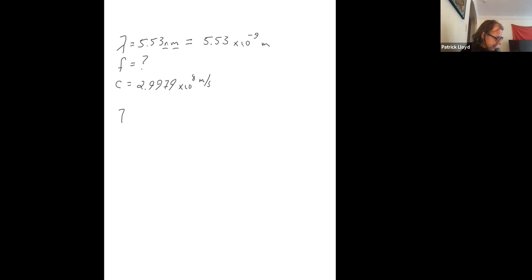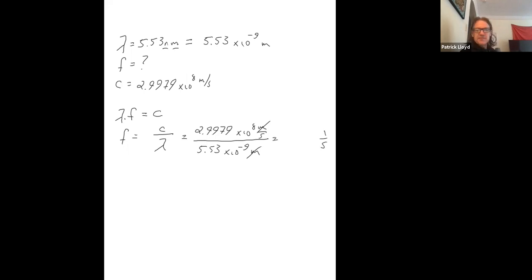So lambda times f equals c. We want the frequency, so f is equal to c over lambda. That would be 2.9979 times 10 to the 8th meters per second over 5.53 times 10 to the negative 9 meters. Meters cancel, and you get 1 over seconds, which is perfectly fine because 1 over seconds is seconds to the minus 1, which is equal to hertz.